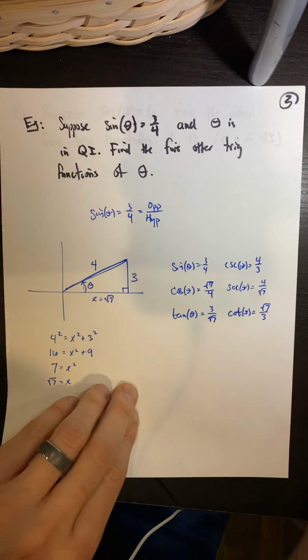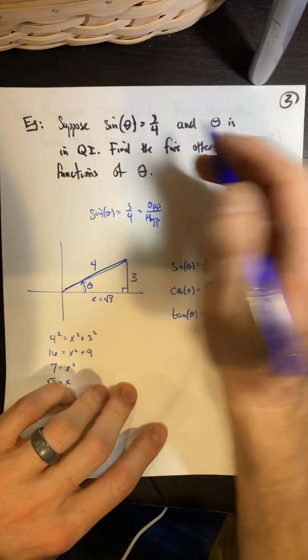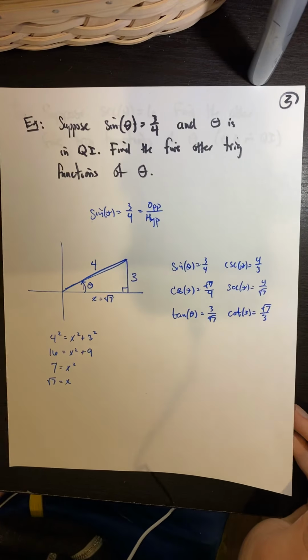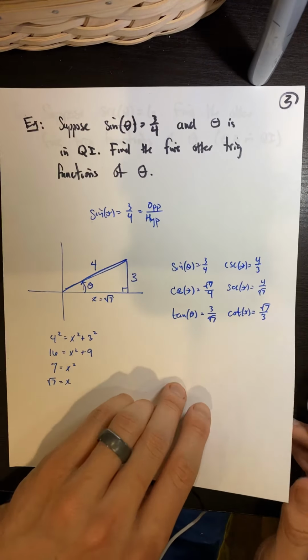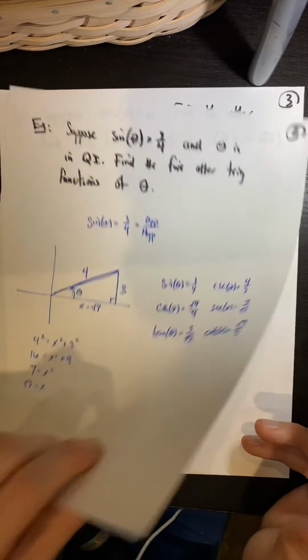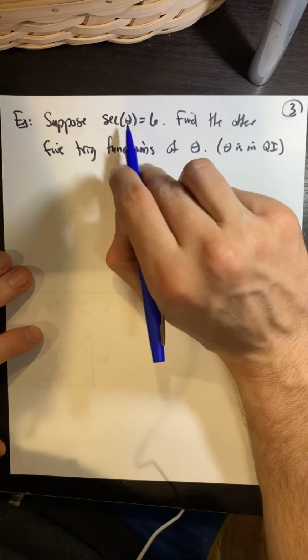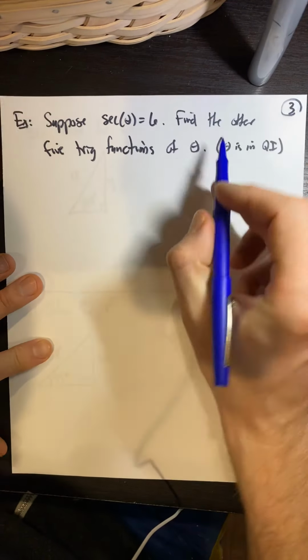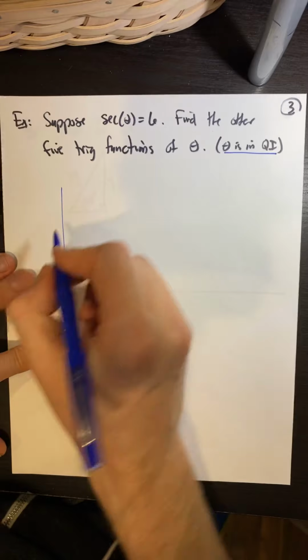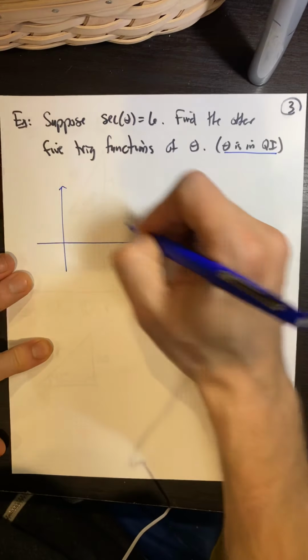All right, so this is how, given two sides of a triangle, you should be able to find the third, and then that allows you to find all 5 other trig functions of that same angle. Likewise, here's another example. Say we know that secant of theta is equal to 6. And again, theta is in the first quadrant. So this one's a little bit more tricky.